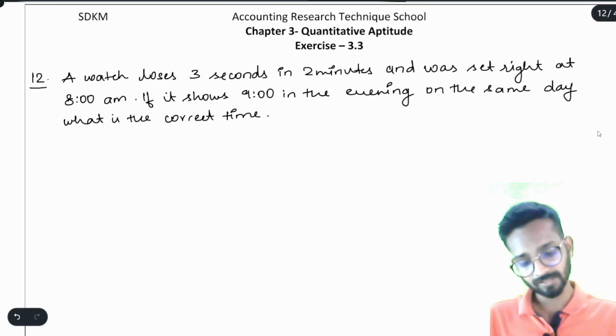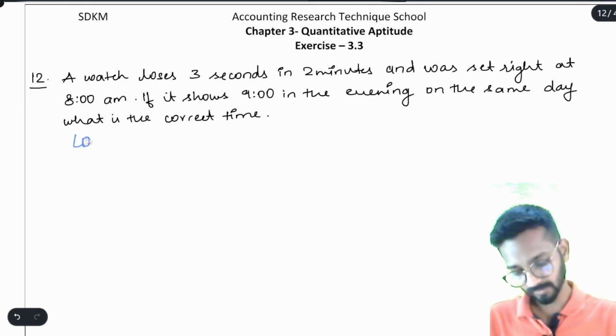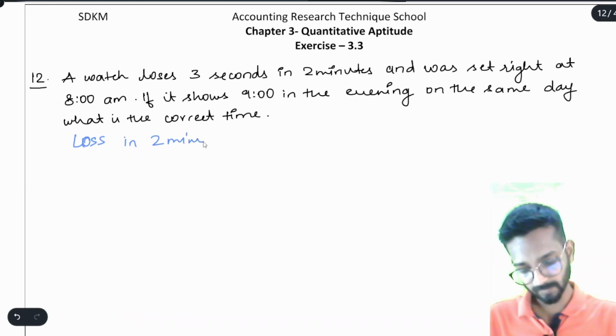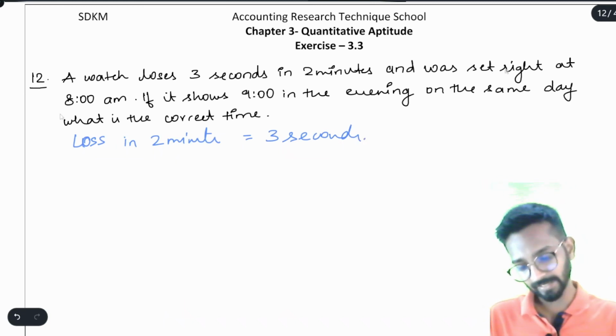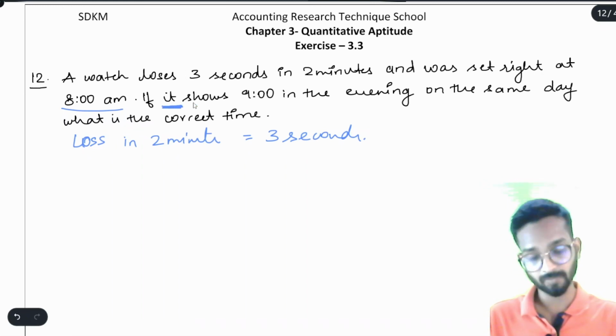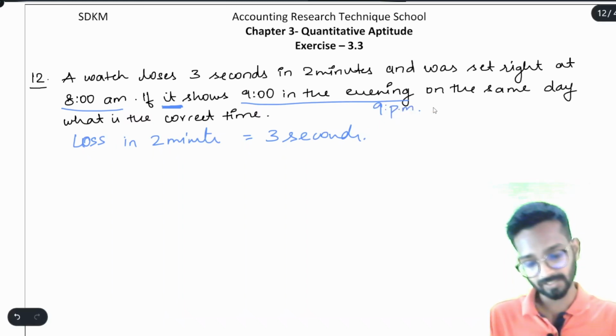A watch loses 3 seconds in 2 minutes. So I will write here: loss in 2 minutes is 3 seconds, and it was set right at 8 am. Okay, if it shows, it means the wrong time they are saying, if it shows 9 pm in the evening on the same day, what is the correct time? The same method we will use.